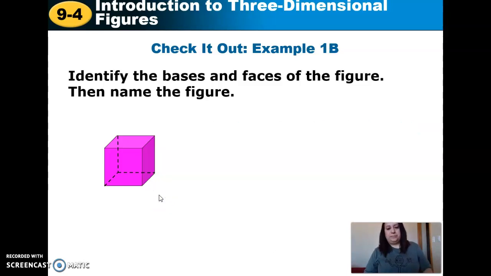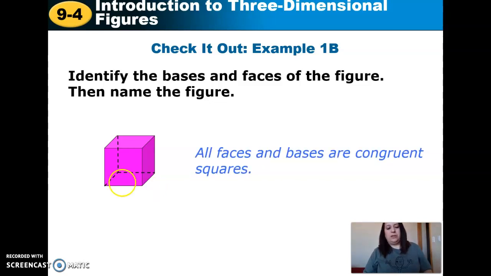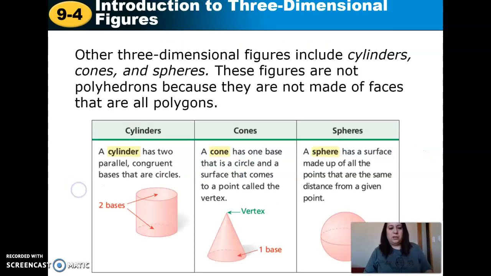Ooh, I like this one. Again, we have a prism. Now look, all of the bases and the faces are congruent. And if we recall back from last chapter, congruent means equal. Same dimension. So this figure is a cube. It has a special name. You guys all know what a cube is. You've seen a cube a million times. When you roll dice for any board game or whatever card game you're playing, that is a cube.